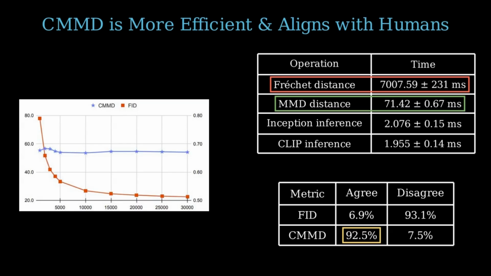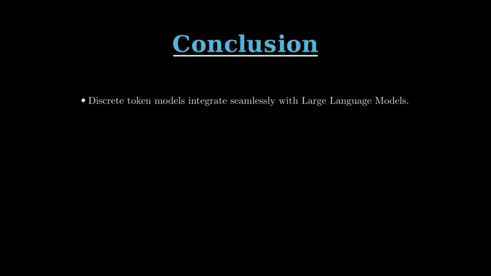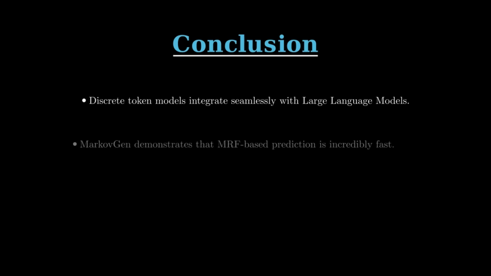CMMD, on the other hand, achieved a staggering 92.5% agreement rate with human raters. CMMD is simply faster, more statistically robust, and vastly more aligned with what the human eye actually perceives. To conclude this segment of our tutorial, let's summarize the key takeaways.